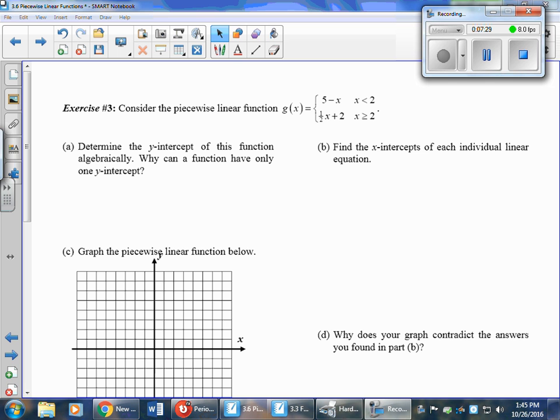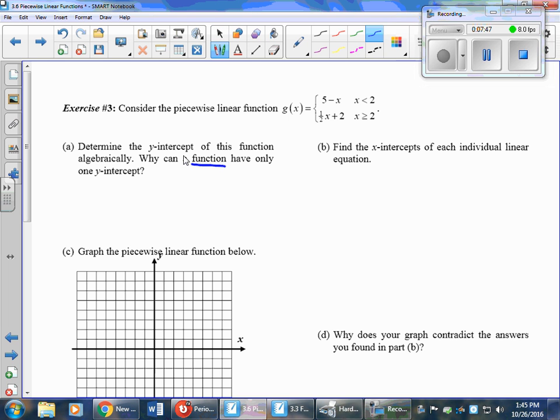Exercise 3. Consider the piecewise function shown, g of x. Determine the y-intercept of this function algebraically. And the question is, why can a function only have one y-intercept? Well, you kind of answered it with the word that we said. Because we're talking about a vertical line test. If you're talking about a vertical line, and the vertical line happens to be at the y-axis, if we have two y-intercepts, that contradicts our definition of a function.